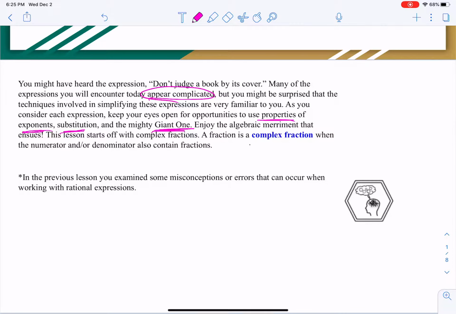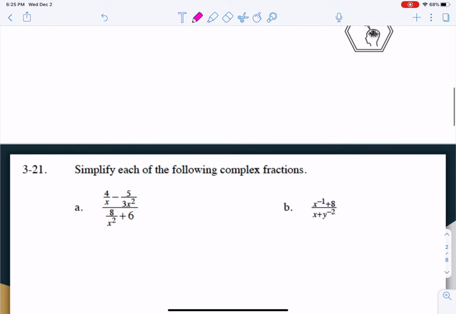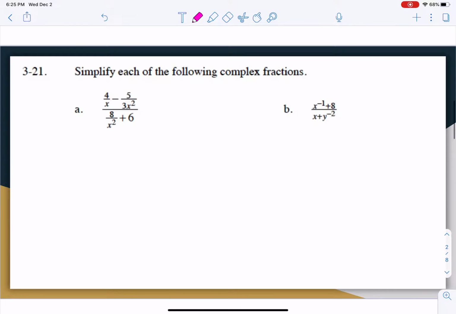So a fraction is a complex fraction when the numerator and/or the denominator also contain fractions. So now we've got fractions inside of fractions. Mind blown. So taking a look at these, we've got to figure out what on earth we can do to simplify these fractions.